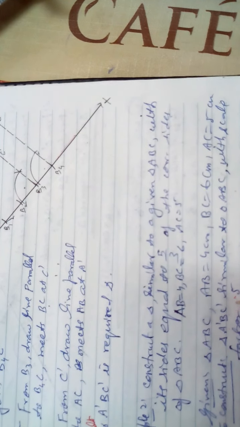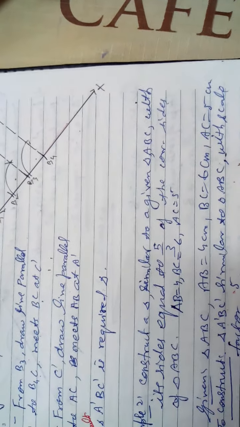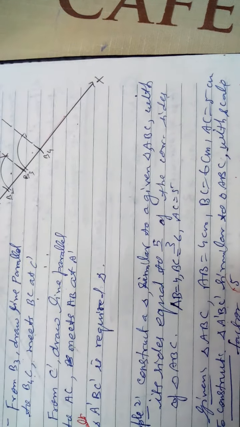What is the name? A dash B C dash. B is not the dash. Do the naming also properly, otherwise you forget where you write A dash, where you write A. A dash B C dash is similar to triangle ABC with scale factor 5 by 3.